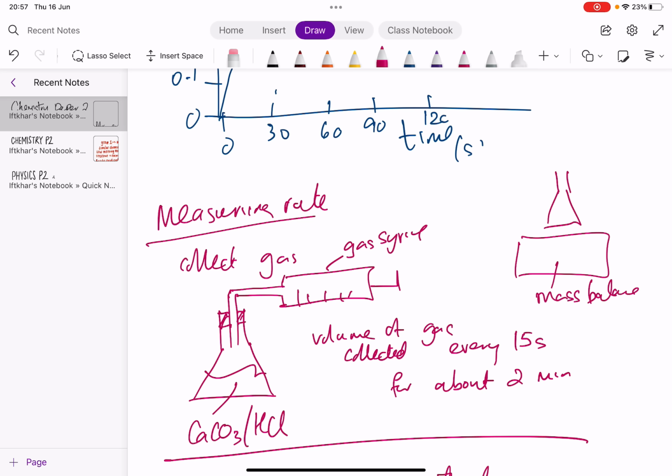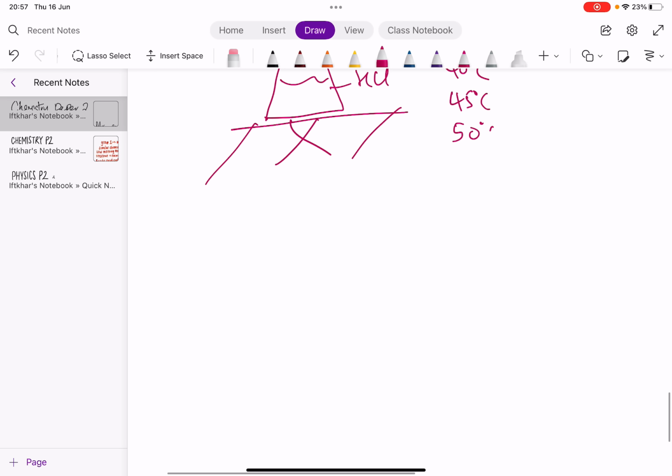The next topic is heat changes, catalysts and activation energy, and the factors that affect rate. So that's next we want to do: factors affecting rate.